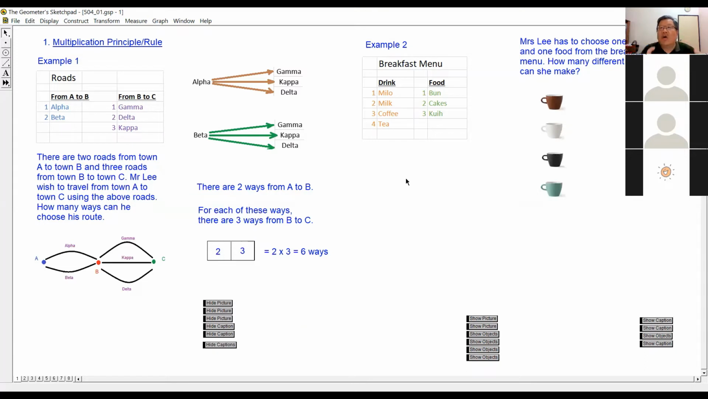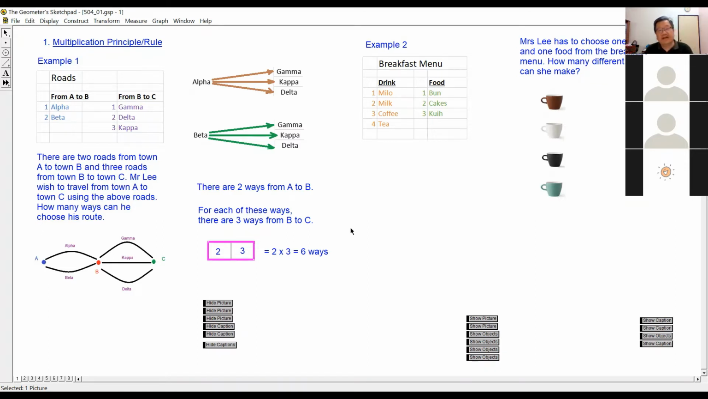Now, to tackle this type of problem, you draw boxes, like the boxes that I've drawn here. The first box represents how many ways you can do the first job, that means go from A to B. The second box represents how many ways you can go from B to C. So you fill up the boxes. From A to B, 2 ways, so you write down 2 inside the first box. From B to C, 3 ways.